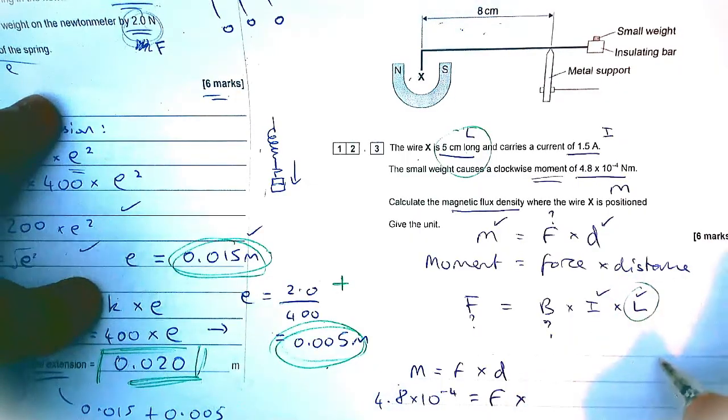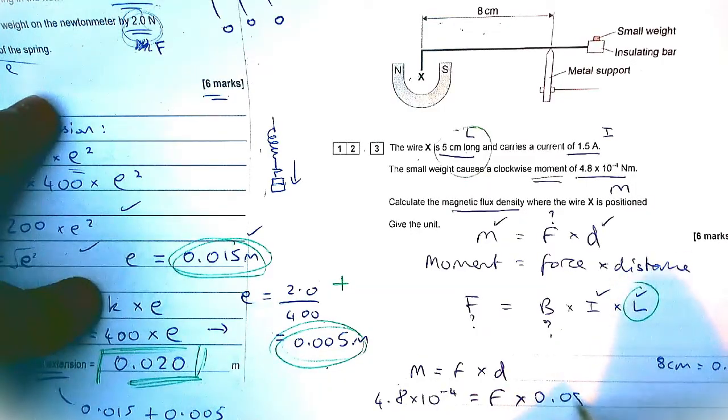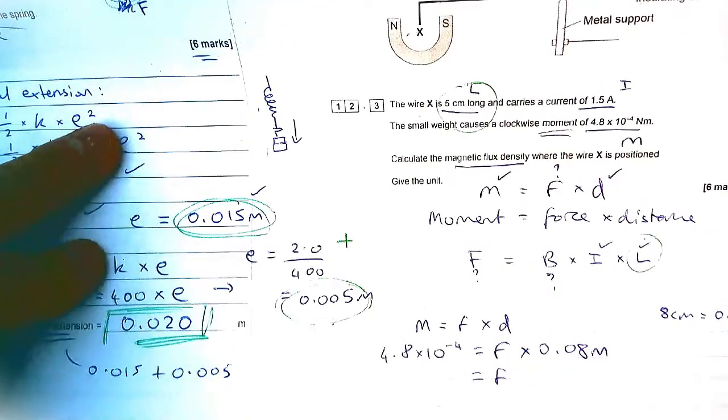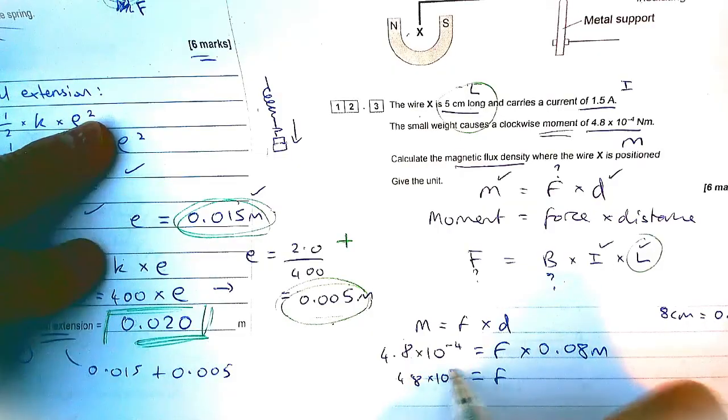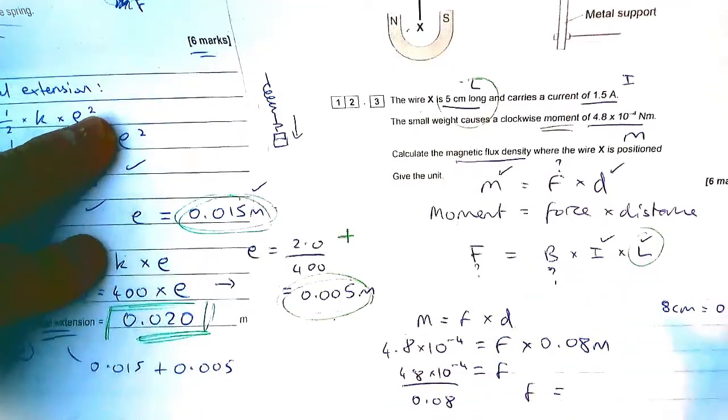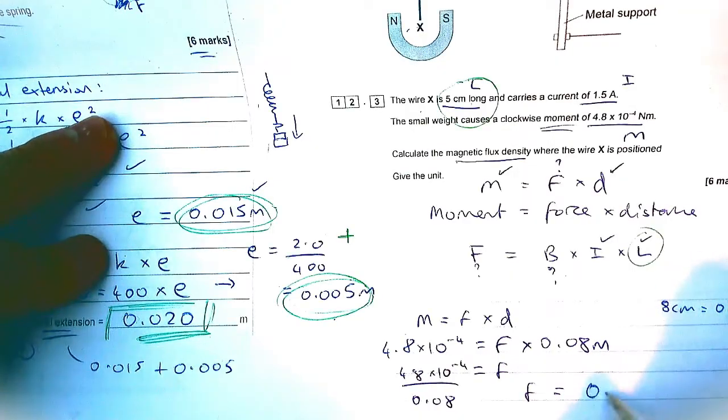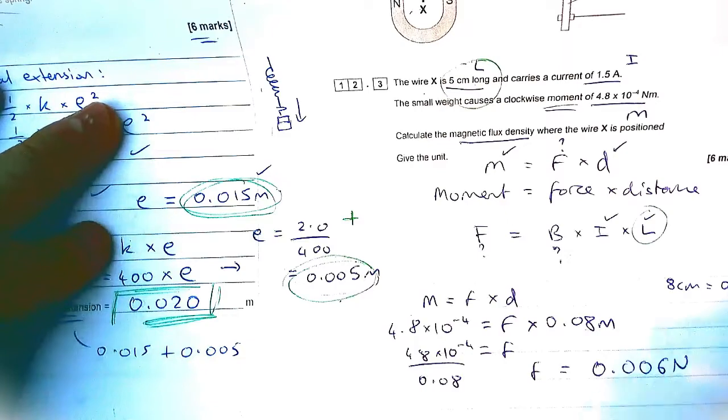Okay, so let's find the force then by just working it out now. It's 4.8 times 10 to the minus 4 divided by 0.08, and that then gives us a force of quite a small one, 0.006 newtons. Okay, but now we know what that is, and that's 3 marks automatically. We can then put this back into this equation to work it out. So I'm just going to go down below a little bit, just so we've got plenty of room to be able to use it.